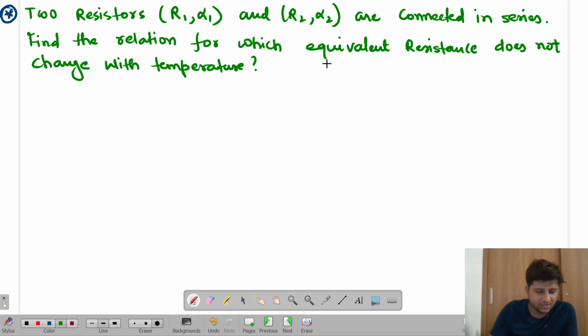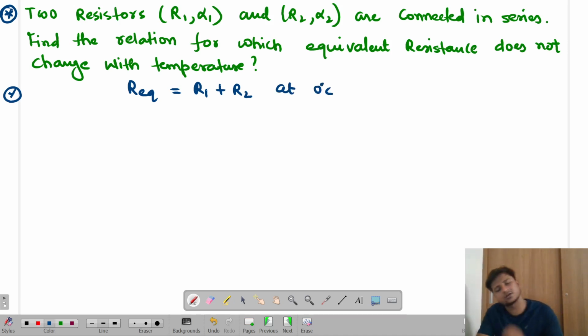Basically, these are two resistors which are connected in series, isn't it? Let's suppose these are given for 0 degree centigrade. So R equivalent at 0 degree centigrade will be simply R1 plus R2, isn't it? Acha, what will happen at some another temperature?